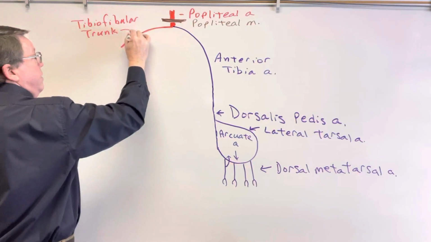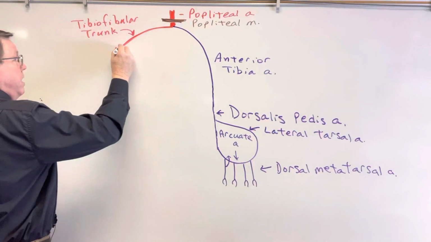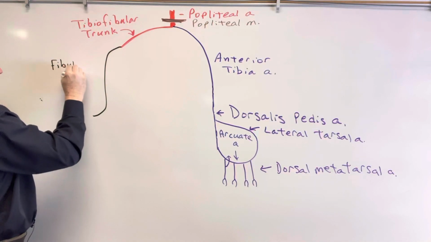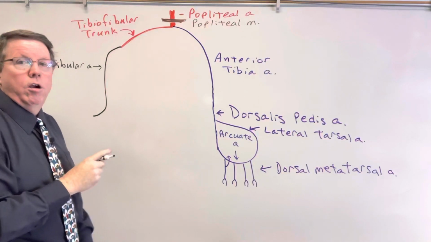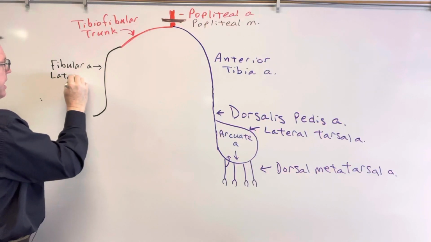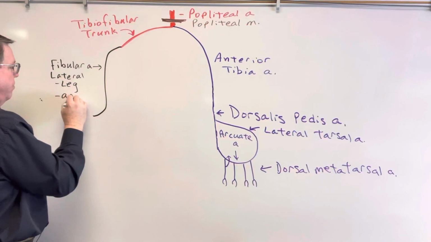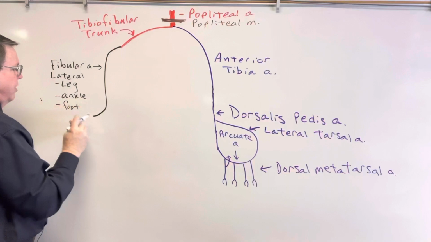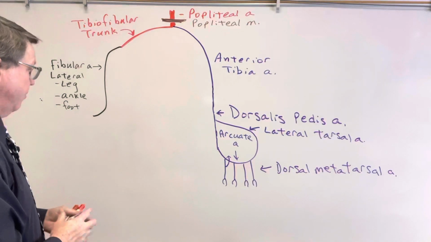Okay, so this is going to be my tibiofibular trunk, and then we're going to have branches coming off of this. So one of the branches that come off is going to become the fibular artery. Okay, that's going to be the fibular artery. Now, the fibular artery is going to supply blood to the back of the leg, and especially the lateral leg. And then it's going to descend down. It's going to supply blood to the lateral ankle, and then it's going to supply blood to the lateral side of the foot. It's actually going to go to calcaneus and supply blood to the calcaneus.